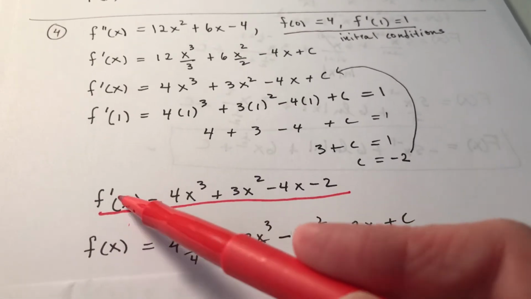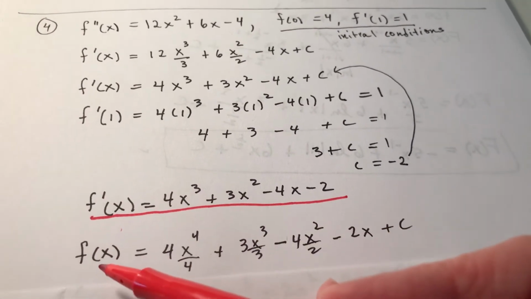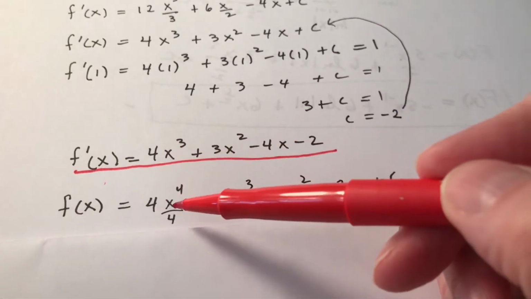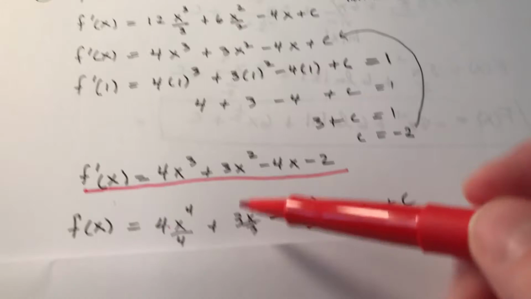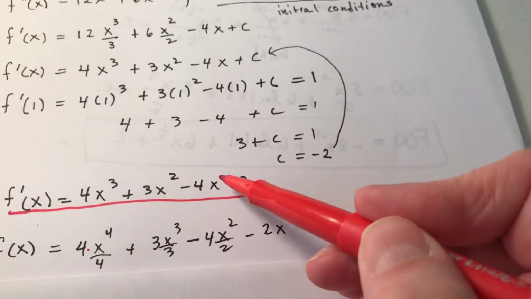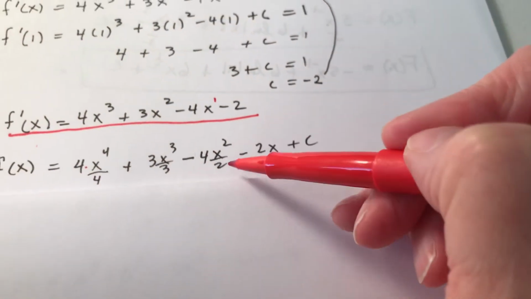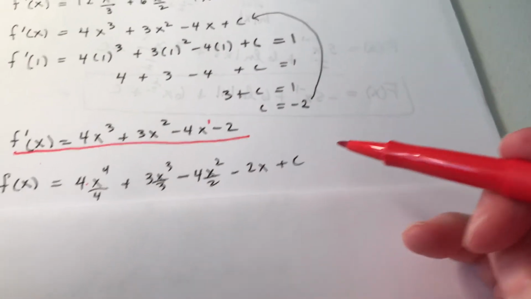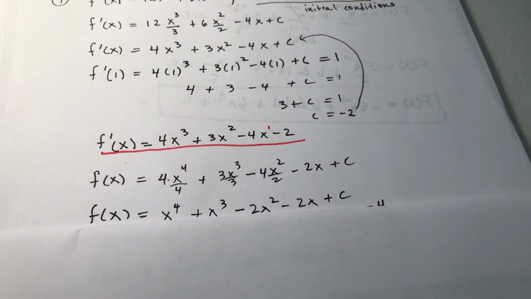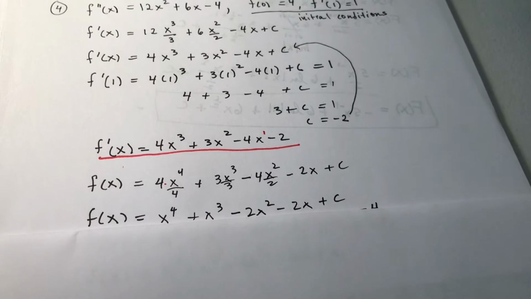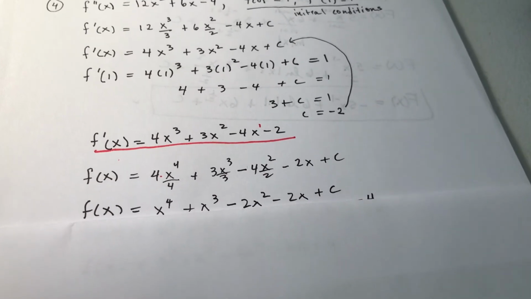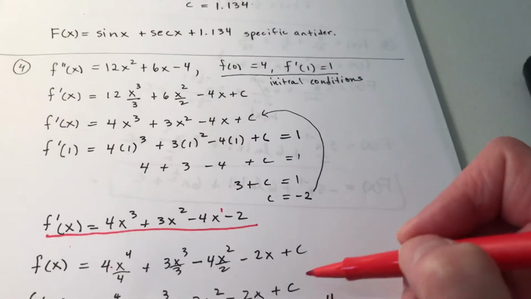And write your notation. So your derivative goes down to a function, the antiderivative, so it becomes your original function. For 4, I get x to the fourth over 4, and let's just multiply it here, and for 3, x to the third over 3, minus 4x, this is a power of 1, so I just add 1 to that, x squared over 2, minus 2x plus c. And then simplify that, and you get x to the fourth plus x to the third minus 2x squared minus 2x plus c. And now to find c, initial conditions.